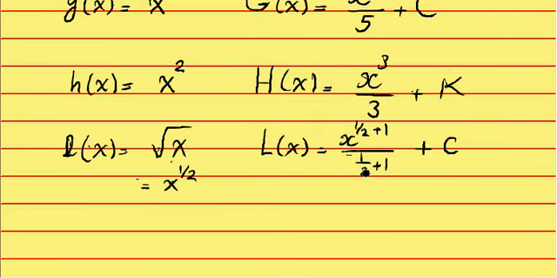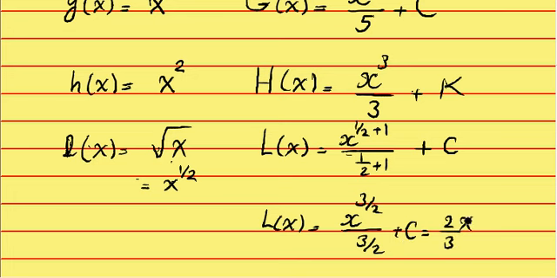Let's go ahead and clean this up, see what happens. So L of x is equal to x to the power of 3/2 over 3/2 plus a constant. You write the reciprocal of this fraction, 2/3 of x to the power of 3/2 plus a constant. If you wish, you can write this with radical notation.